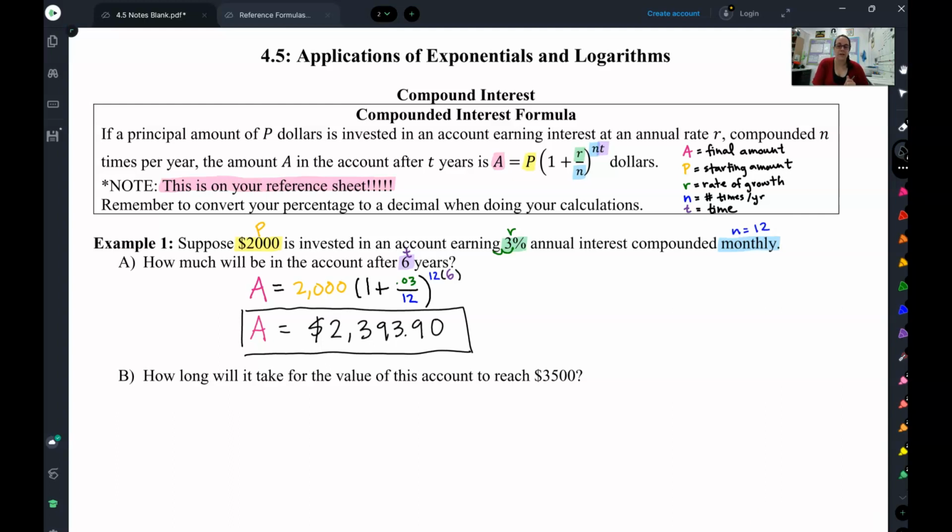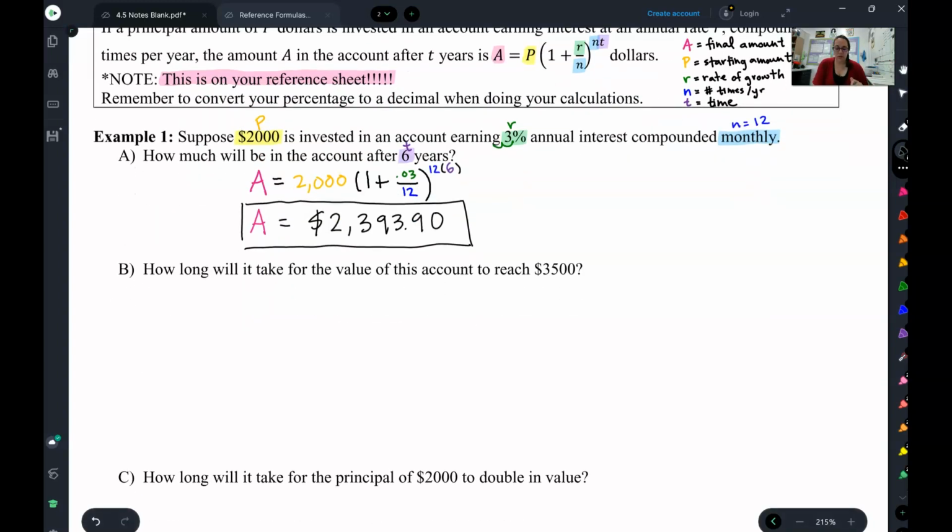So that's how much I've earned in interest as I've trusted the bank with my $2,000 of money. Let's try another one. We don't have the 6 years anymore. This is a new problem, so I don't know what T is. However, I'm still using the same P, R, and N. So this one says, how long will it take for the value of this account to reach $3,500?